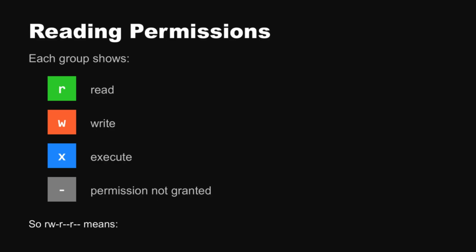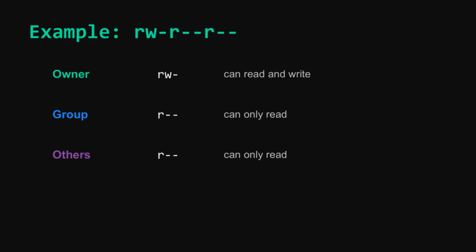So RW-, R--, R-- means owner can read and write, because it would be RWX if they could read, write, and execute, but it's RW-, meaning they don't have that permission. And then for the next RWX statement, in this case, it's R--, because they can only read. That second set is groups. And then the third set is everyone else, and they also have an R only with the W and X dashed out, so they can only read as well.